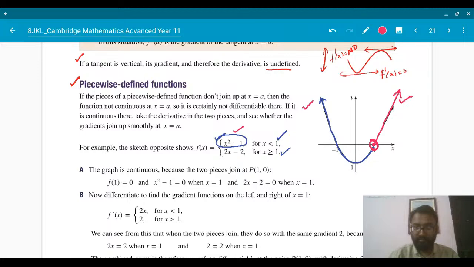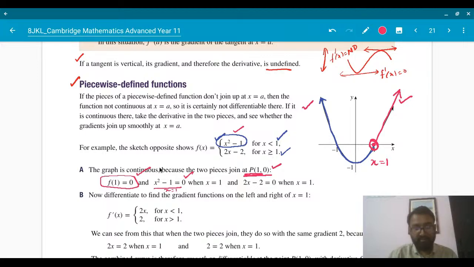So next, the graph is continuous because the two pieces join at (1, 0). The left is continuous, the right is continuous. Are they joining at the same point or not? Here they are joining at the same point, x equals 1. So we have to substitute x equals 1 in both the functions. And what about f of 1? Left of the function is x squared minus 1, so when x equals 1, its value is 0. And f of 1, at x equals 1, is 2 minus 2, which is 0.